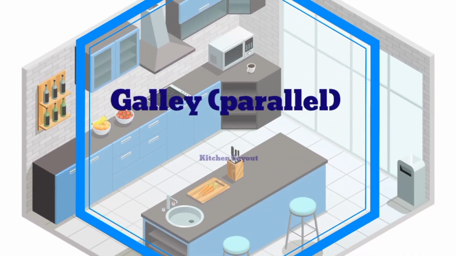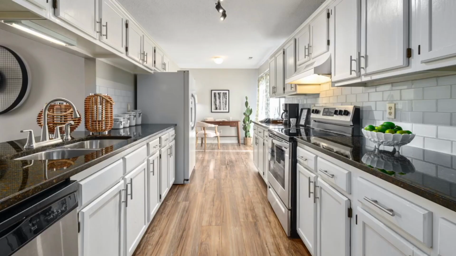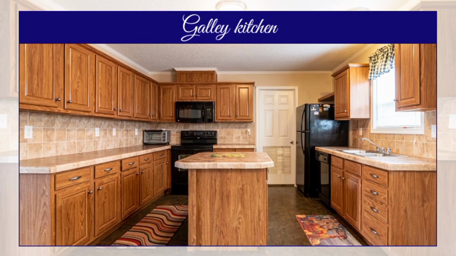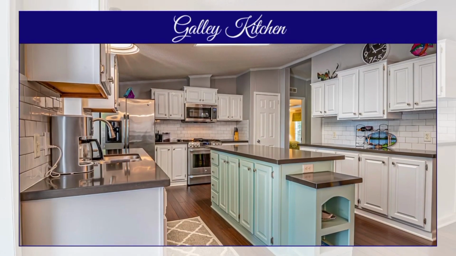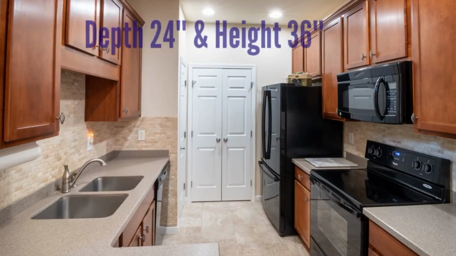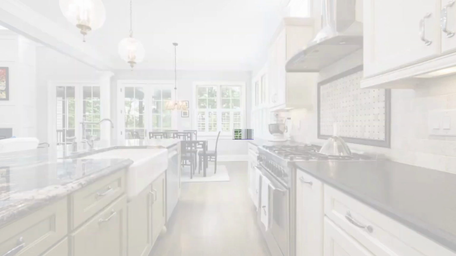Next one is the galley kitchen, also known as parallel kitchen. Typically, a galley kitchen will have 2 countertop sections, one along each wall in parallel. However, an additional countertop section can be incorporated depending on the specific design and functional requirements. Typically, the countertop depth is around 24 inches and height is around 36 inches.